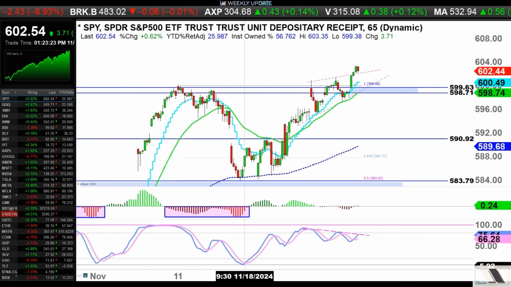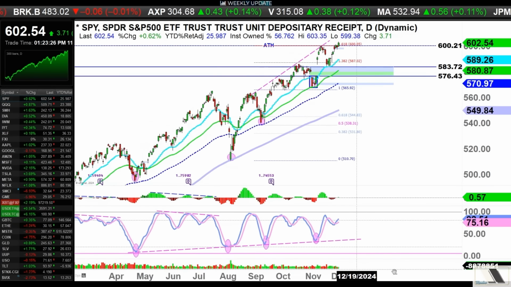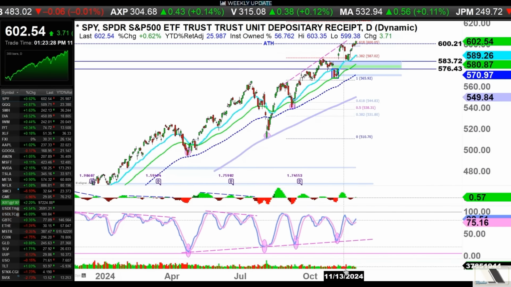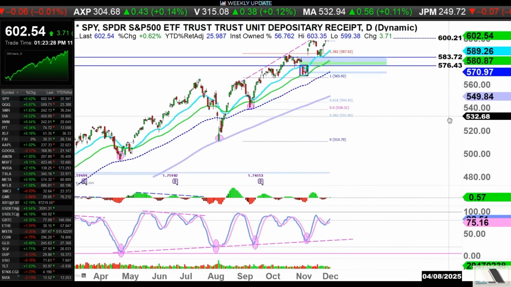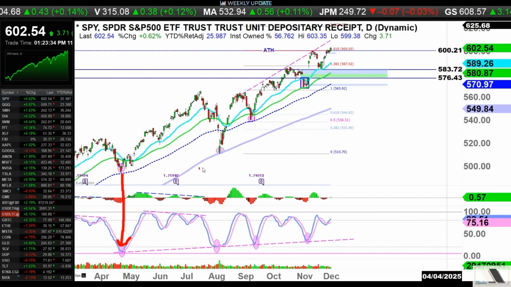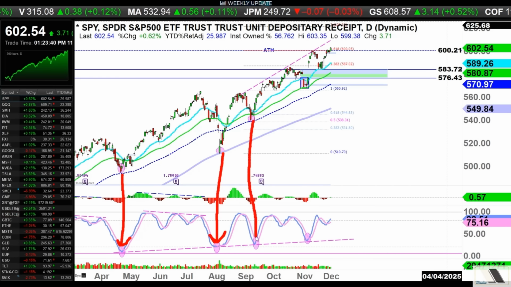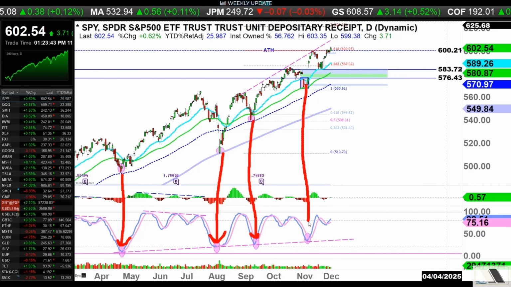And let's go to the daily chart. On this daily chart, that oscillator has been on point this entire year. It's not always like this, just so you guys know. It's not going to be so clean like this every year. This is one of the years that I've noticed my oscillator's been very much on point.